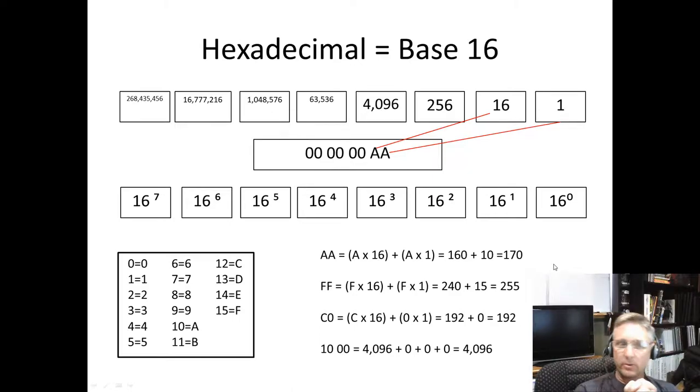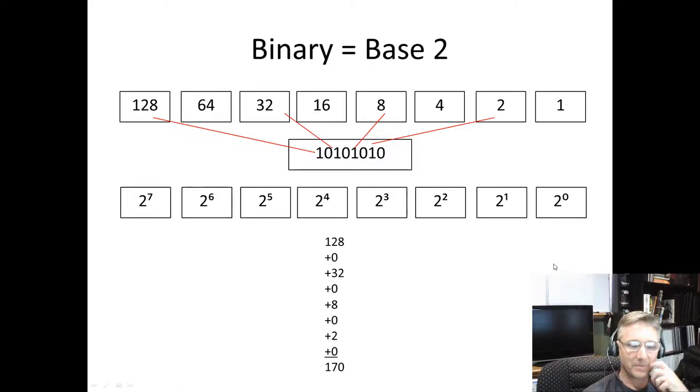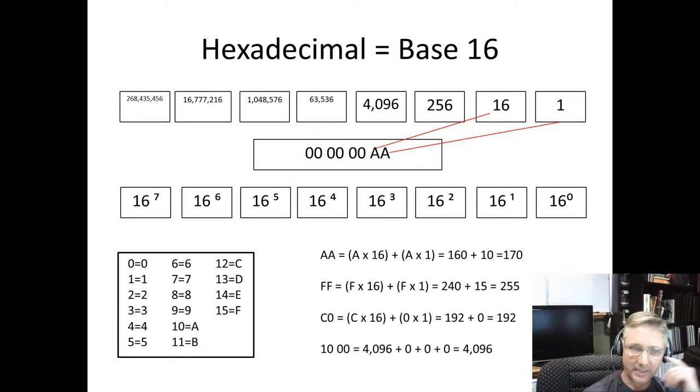The way you would add that up quite simply is A times 16 plus A times 1. You add those two columns together just like we did in the previous examples. We added up all the columns, 128 plus 32 plus 0 plus 2 gives us the value of 170. Same thing in base 16.